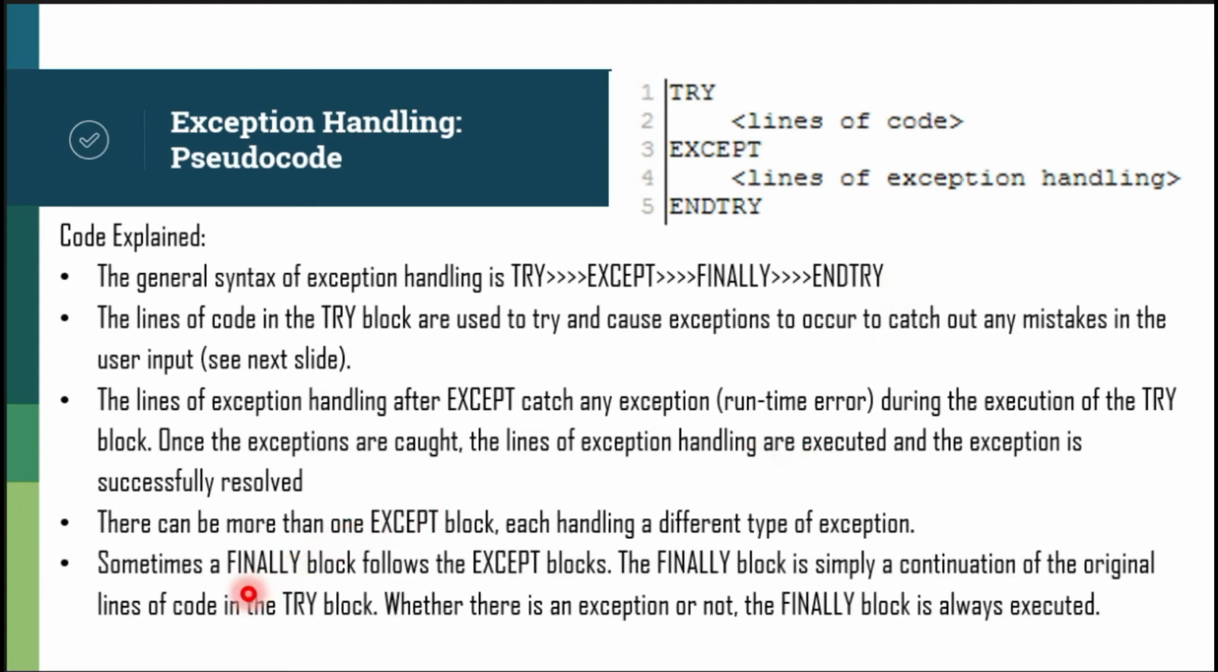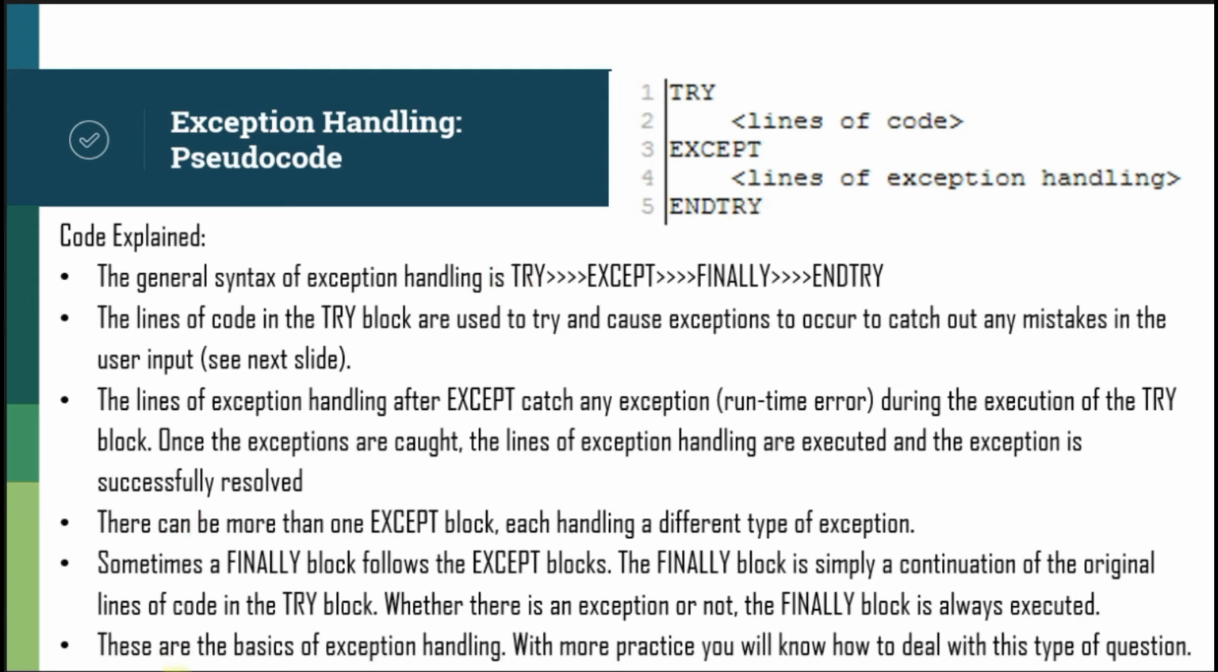Sometimes a finally block follows the except blocks. The finally block is simply a continuation of the original lines of code in the try block. Whether there's an exception or not, the finally block is always executed. Basically, finally is just lines of code that are executed after try and except, and they're always executed. These are the basics of exception handling. With more practice, you'll know how to deal with this type of question.